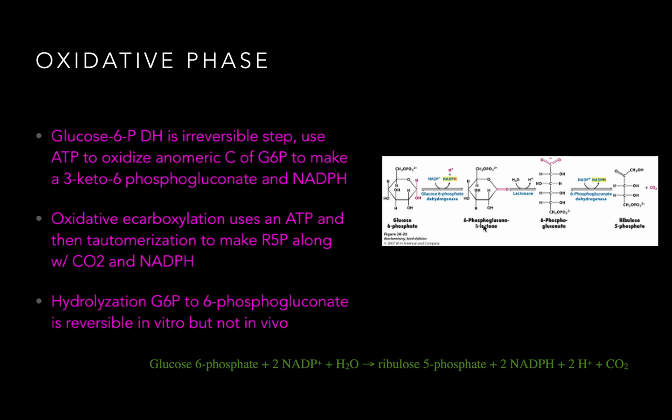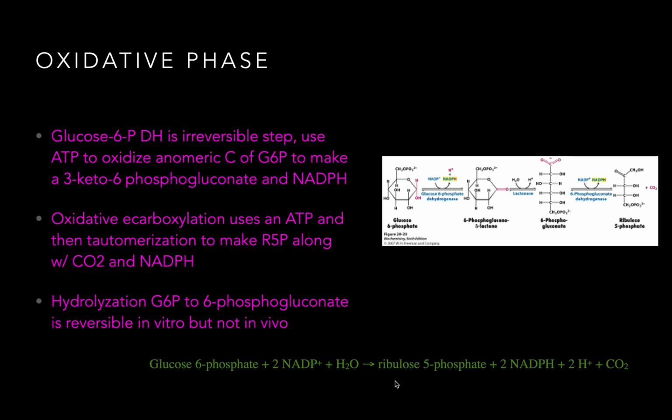So the hydrolyzation of G6P to 6-phosphogluconate is considered irreversible. In vitro it is reversible, but in the body there's no such way for the pathway to go backwards.